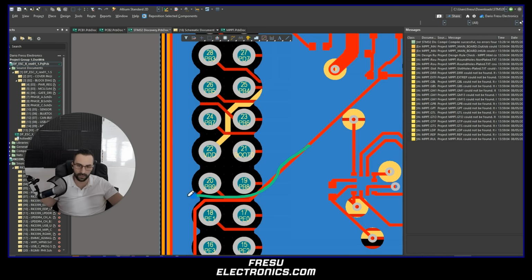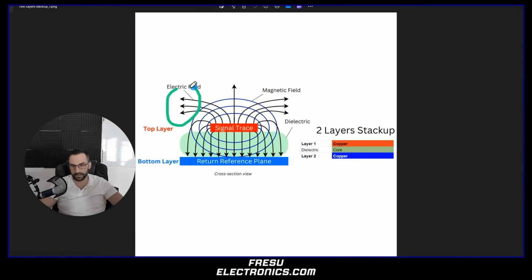So we don't want to have signals that cross splits in planes, because of the return reference plane and because of what we discussed before. These fields are going to spread around, and we will not have this scenario where the voltage between the signal trace and the return reference plane is well established.